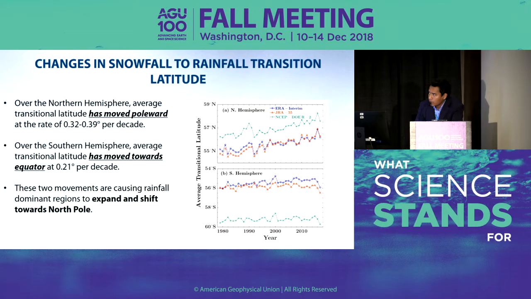We found that over the Northern Hemisphere, average transition latitude is actually moving poleward. However, in the Southern Hemisphere, it is actually moving towards the equator at the rate of 0.21 degrees per decade. So what these 2 movements in 2 different hemispheres are causing is that the rainfall regions are actually expanding and shifting towards the North Pole during the last 4 decades.